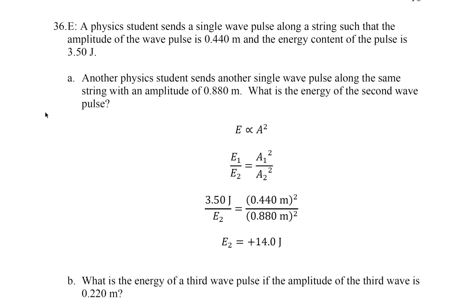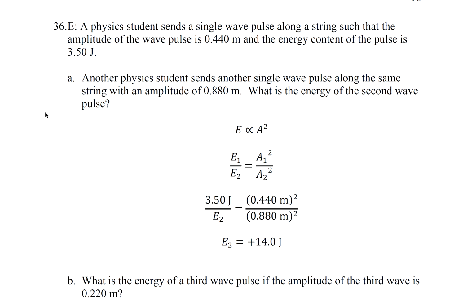Question 36. A physics student sends a single wave pulse along a string such that the amplitude of the wave pulse is 0.440 meters and the energy content of the pulse is 3.5 joules. Another physics student sends another wave pulse along the same string with an amplitude of 0.880 meters. What is the energy of the second wave pulse?